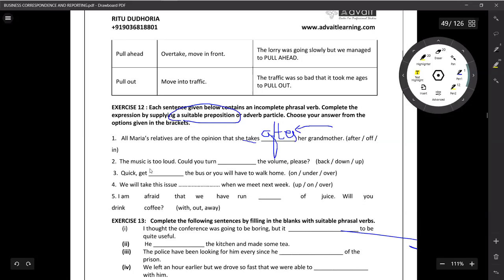The music is too loud. Could you turn dash the volume? It's too loud. Turn down the volume. Turn up would be increase the volume. It's already too loud, and you can't turn back the volume. Either you turn it up or you turn it down. Correct. Turn down. Quick. Get dash the bus or you will have to walk home.